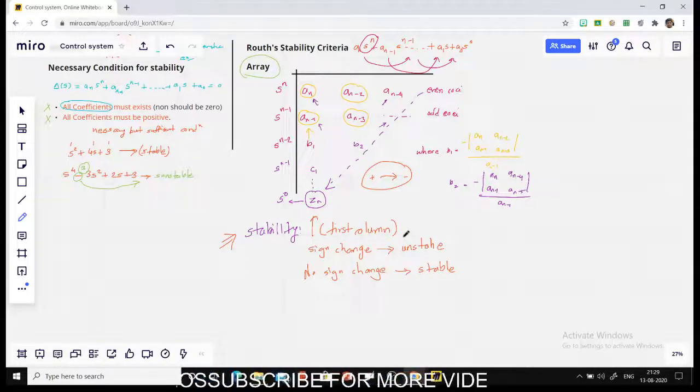Okay, so in coming videos we will discuss various conditions of Routh's array, starting with the first case, that is the simple Routh's array, and how we can calculate or understand stability using the Routh stability criteria.